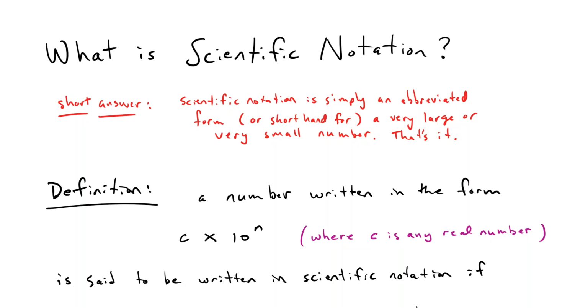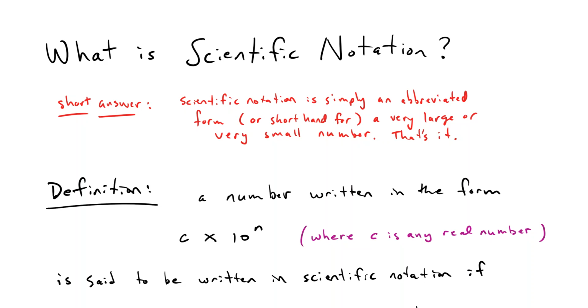Today we're talking about scientific notation, which is a topic used in a lot of mathematics, but you find it in algebra. Short answer, scientific notation is really a scary looking thing, but it's actually very simple. Scientific notation is simply an abbreviated form or a shorthand for a very large or a very small number. That's it. That's really it.